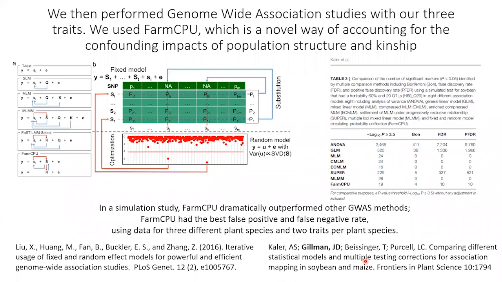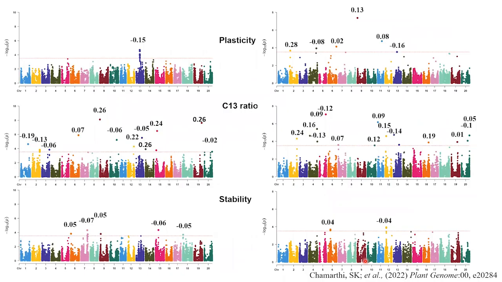And we identified one specific program, Farm CPU, which has been updated and is now called Blink, which had the best false positive and the best false negative rate. And this was true for 3 different plant species with 2 traits per species each. So we think that this is going to be a good program across the board for pretty much all plants.